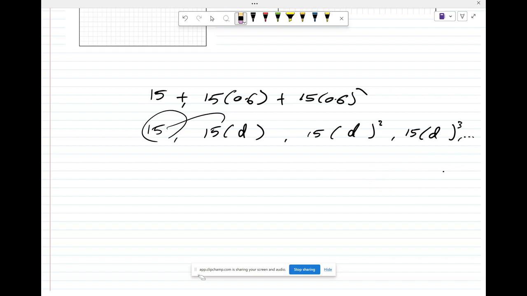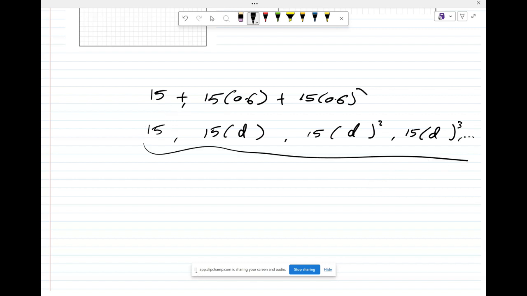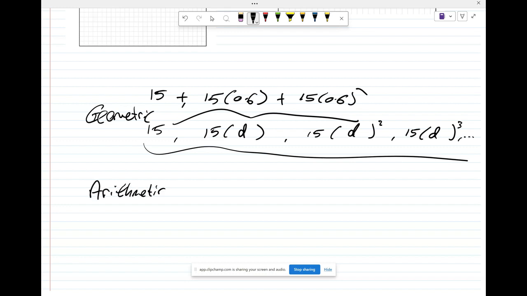What I really want to talk about is, so this was a geometric sequence where we multiply by something each time. I'll write that there, geometric. If we wanted to talk about an arithmetic sequence, that would be a sequence where we add something each time. So that'd be 15 plus D, 15 plus 2D. Or I'll even write it like this, D plus D. This would be 15 plus 3D, and so on.